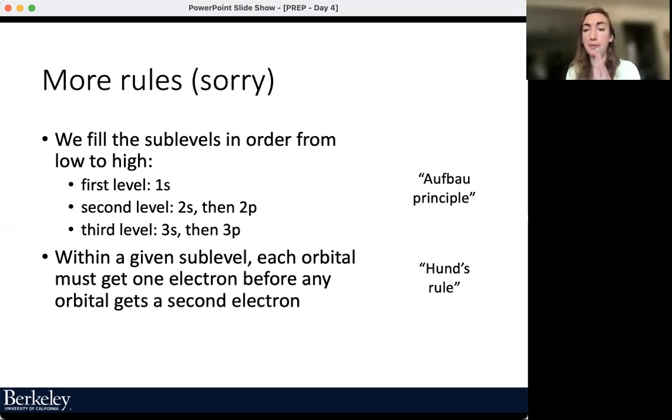Does anybody have any questions so far? I know that was kind of an information dump. Are there going to be examples of these rules? Yes, a bunch.